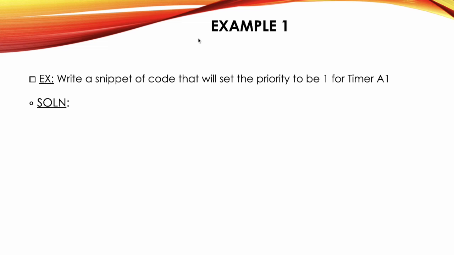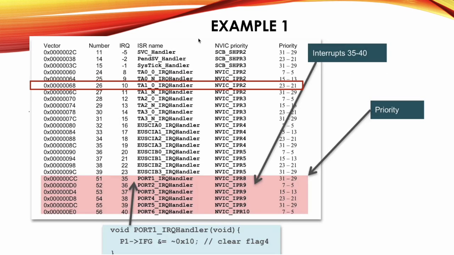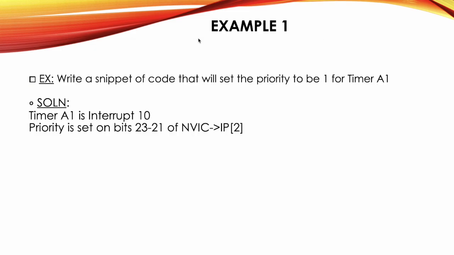The first example is to write a snippet of code that will set the priority to be 1 for timer A1. This doesn't actually matter for the solution of this problem, but timer A1 is interrupt 10. So if I look at the different interrupts that the MSP 432 has, I should see that that corresponds to NVIC IPR2 or NVIC IP2. So the bits I need to set are the bits 23 to 21 on that one.